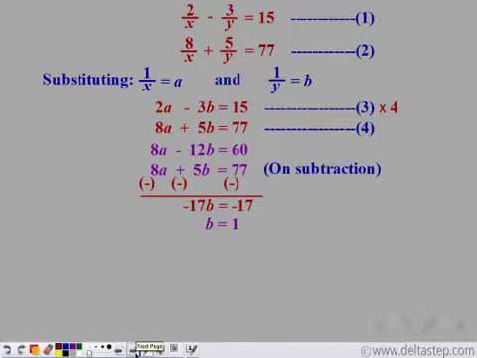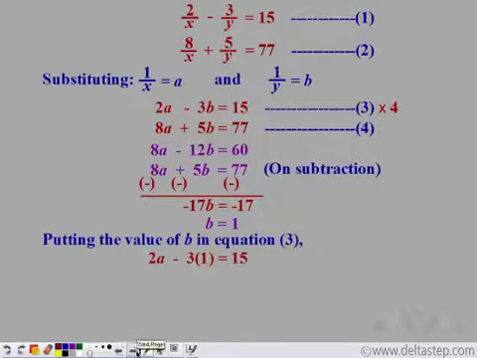So we have got the value of b. Now we can easily get the value of a by putting this value of b in any of these equations. So let us put b equal to 1 in equation 3. So we have 2a minus 3b. So in place of b, we put 1. So 3 into 1 is equal to 15. This is what we have. 2a minus 3 into 1 is equal to 15. So 2a minus 3 is equal to 15.